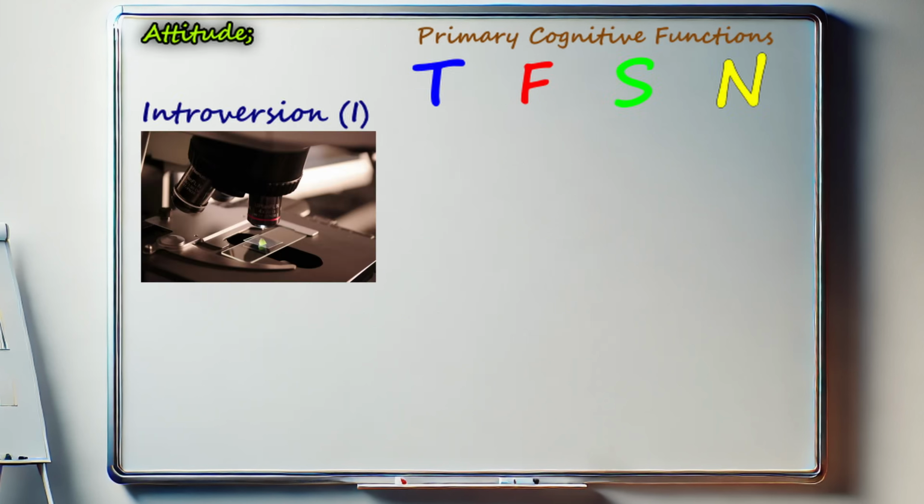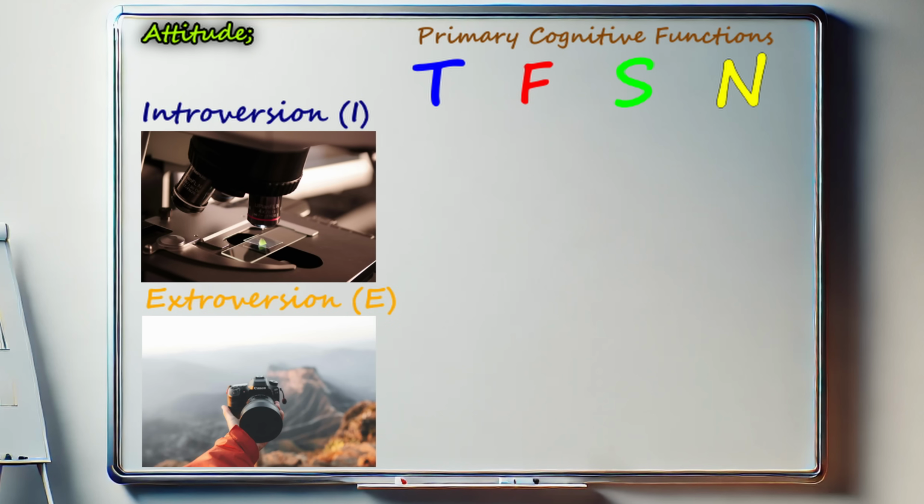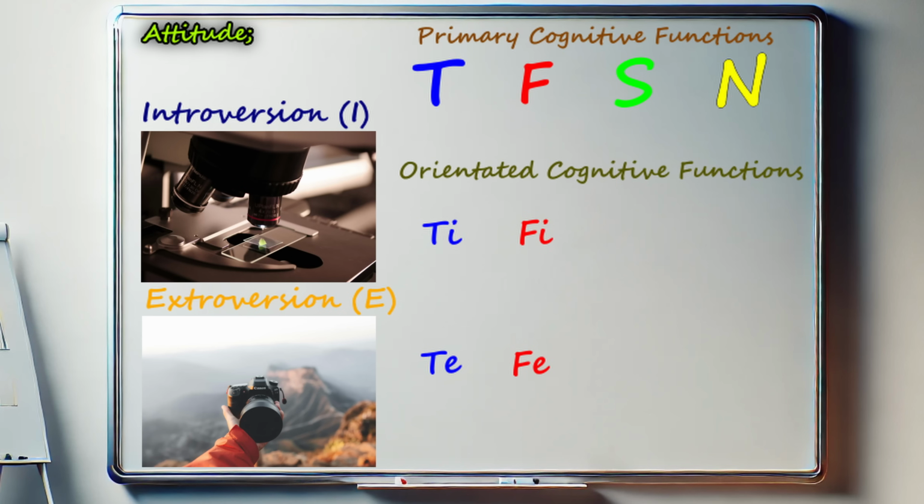When broken down by introversion or extroversion, commonly called our orientated cognitive functions, we have introverted thinking, TI, extroverted thinking, TE, introverted feeling, FI, extroverted feeling, FE, introverted sensing, SI, extroverted sensing, SE, introverted intuition, NI, and extroverted intuition, NE.